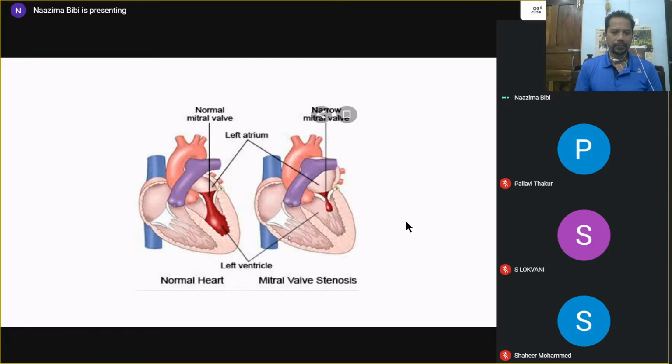Then the BP of the patient was... you said there was no pallor. Why did you look for pallor? This is not a case of anemia.